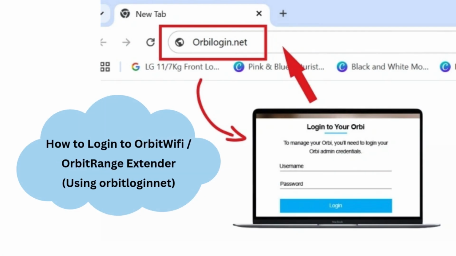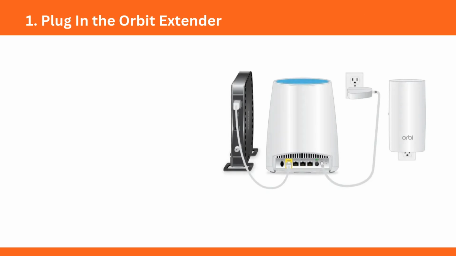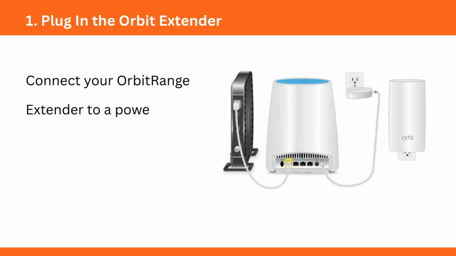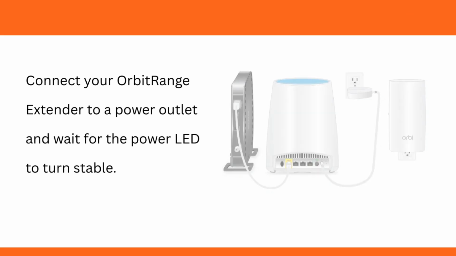How to log in to OrbitWiFi, OrbitRange Extender, using Orbitloginnet. 1. Plug in the Orbit Extender. Connect your OrbitRange Extender to a power outlet and wait for the power LED to turn stable.